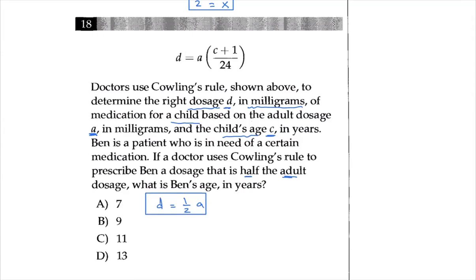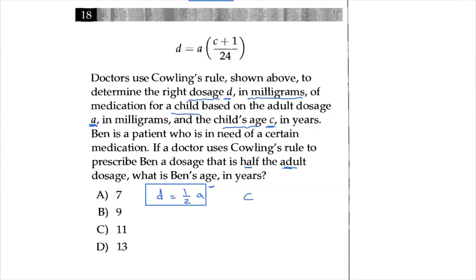And from this information, what is Bain's age? We need to try to get the age. And what was the age? Age is C. Good. So here we know that D equals half A. We need to get the C. Can you see, guys, the formula or the equation we have here?